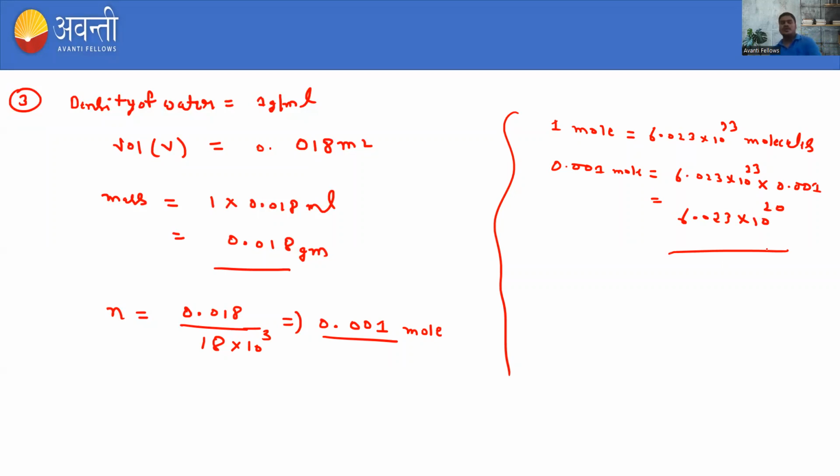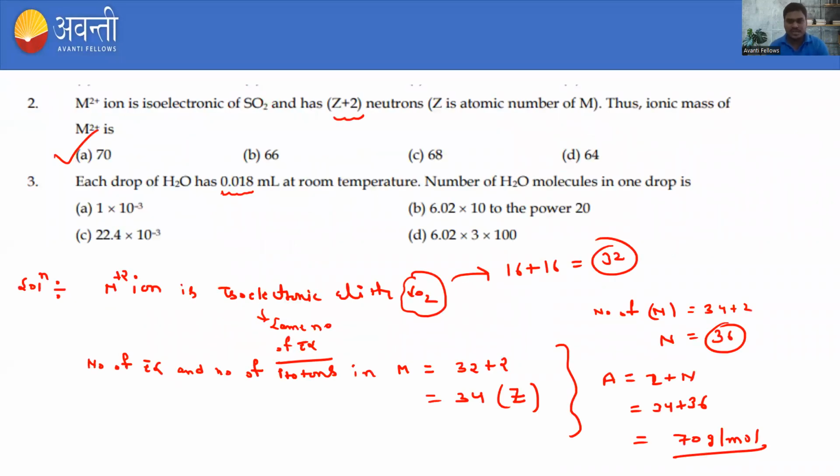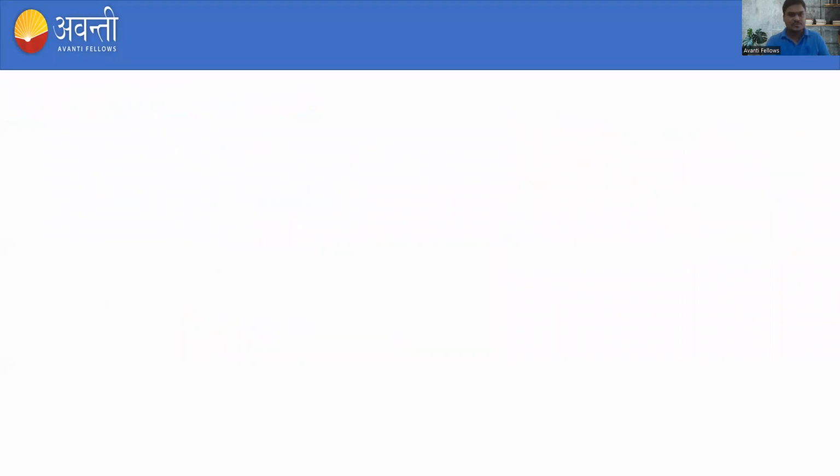So this is the number of molecules in 0.01 mole. This is also a very simple question. Which one is the correct option? That is 10 raised to the power 20, that is B. So B is the absolutely correct answer for this question. I hope this is also very clear, how we solved it.